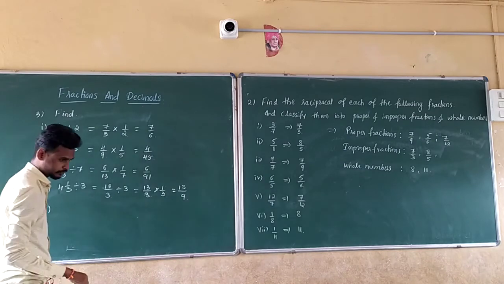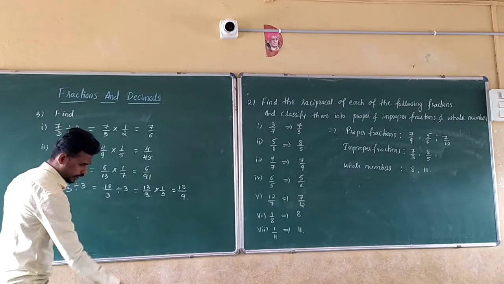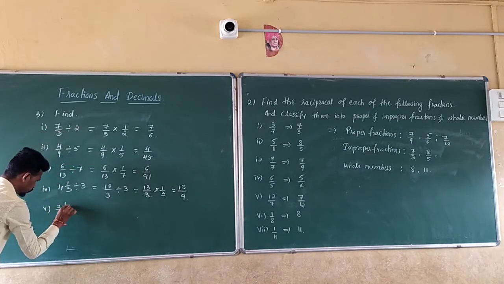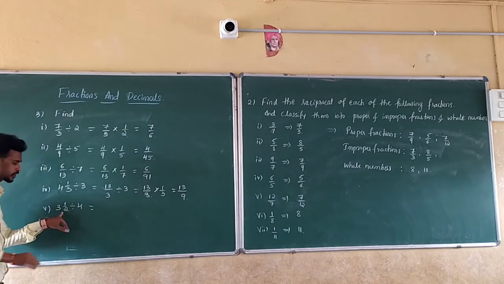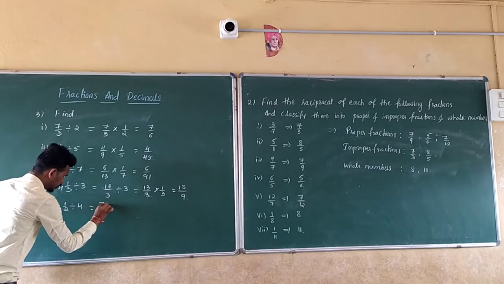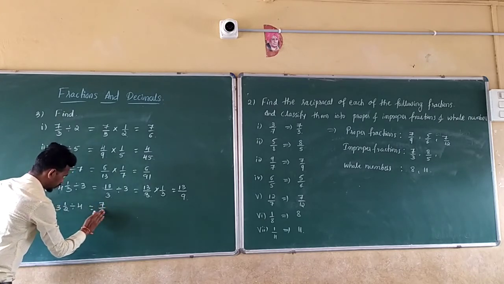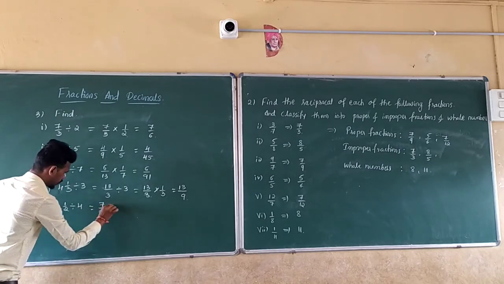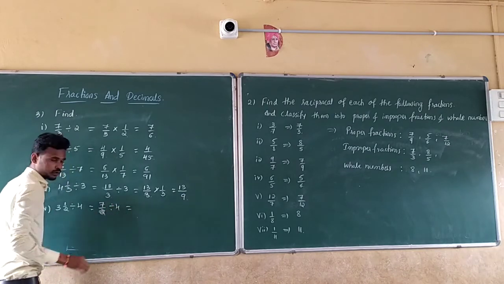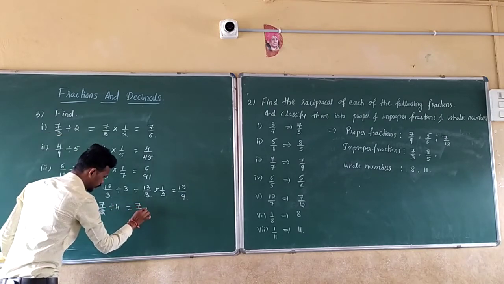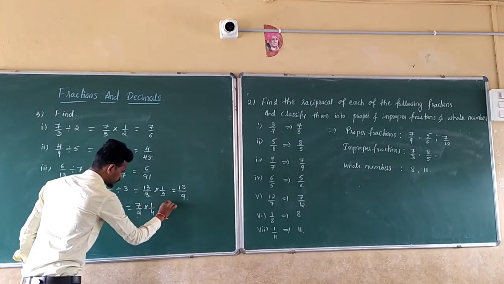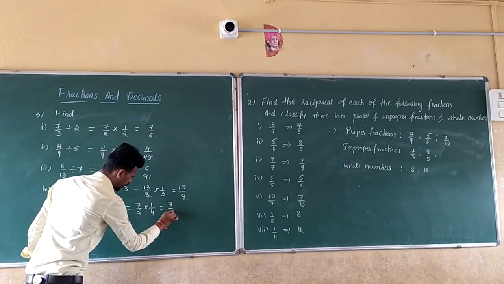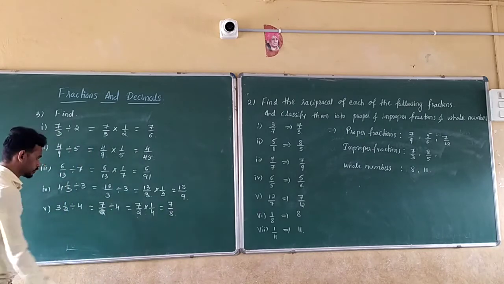Next, fifth one, 3 integer 1 by 2 divided by 4. Convert this one into an improper fraction, 3 2s are 6, 6 plus 1, 7 by 2 divided by 4, which is equal to, keep the first number the same as it is, 7 by 2 into 4 will become 1 by 4. 7 1s are 7, 2 4s are 8.